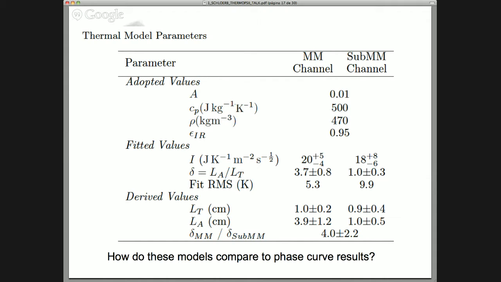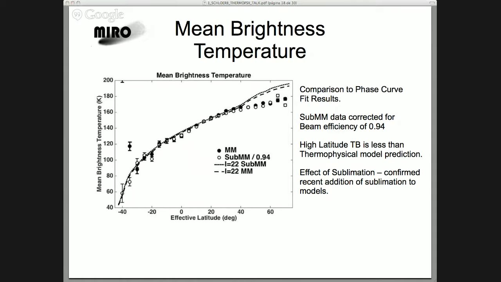Okay, and so here are the results, the best fitting model, which is the one for I equal to 22 here, versus effective latitude compared to the phase curve results. I've scaled all the submillimeter points by this 0.94 factor, and you can see that we match pretty well, except at the highest latitudes up here. At the highest latitudes, we think that this is a result of sublimation occurring, and that's something I've been able to confirm now that I've added sublimation into the model.